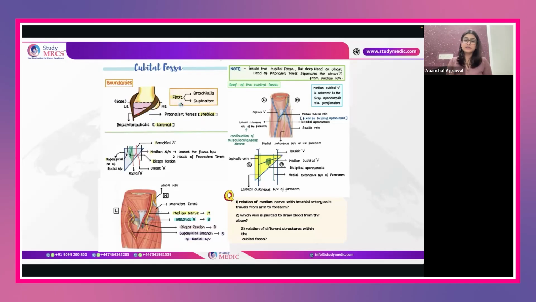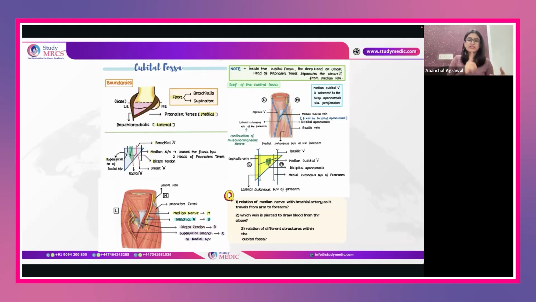Okay, now to the content. The content is very easy. If we have done our MBBS, then by now we know the mnemonic MBBS. From the medial to the lateral, the four contents of the cubital fossa are: M for median nerve, B for brachial artery, another B for biceps brachii tendon, and S for superficial branch of the radial nerve. Again, we will revise this. The content of the cubital fossa from medial to lateral, MBBS: median nerve, brachial artery, biceps brachii tendon, and the superficial branch of the radial nerve.